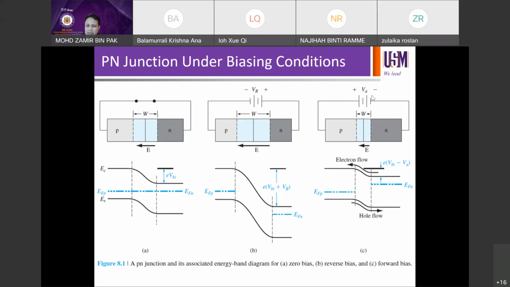And you can represent the voltage by VA. Or you can put VF if you like. Either one is fine as long as you know what the meaning is. Applied voltage in this case, you can put VF as forward bias if you like.